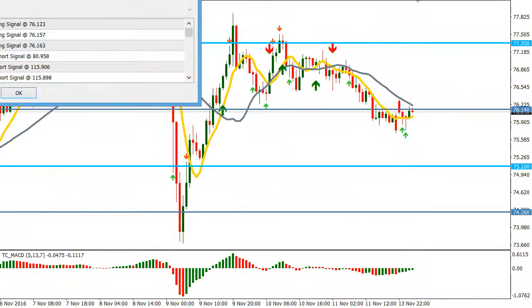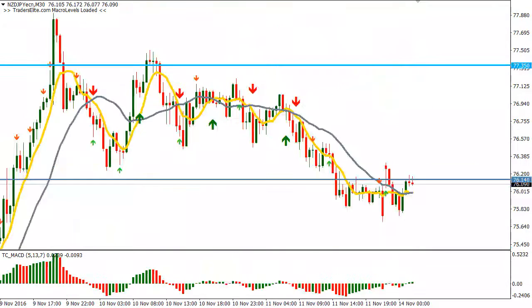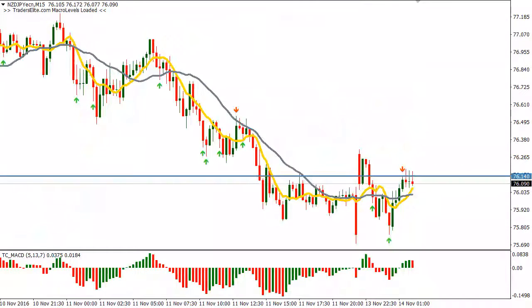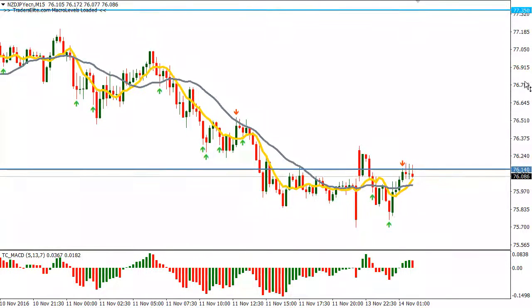If we looked at it on the 1 hour, let's say a 30-minute, 15-minute, now we're starting to see upward short-term moves. But again, we needed to see 76.14. So you get a different picture when you're looking at it on the shorter time frames. And this could be a beautiful trade.